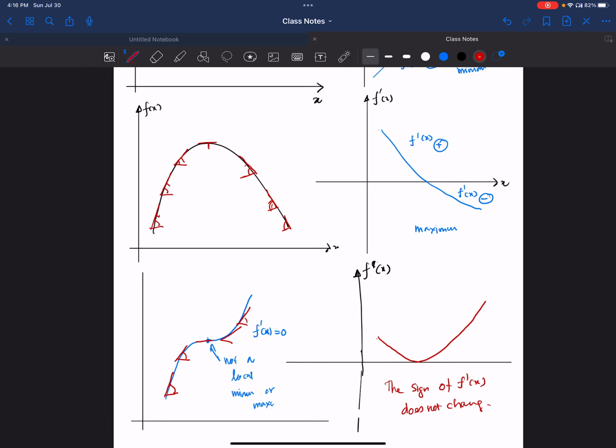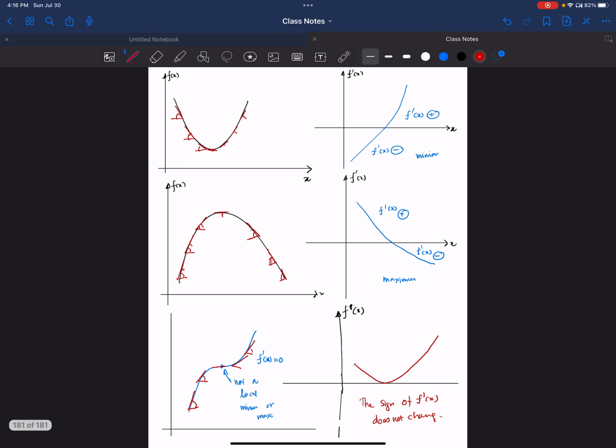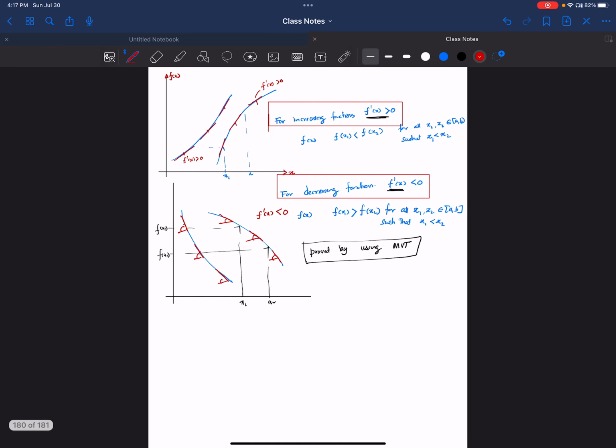So if we know that f prime of c is zero, it is a critical point, or if f prime of c does not exist, it is a critical point. And then we can also find the sign change to see whether that critical point is a local minimum or maximum. So that's also another consequence of the mean value theorem and increasing functions and decreasing functions.